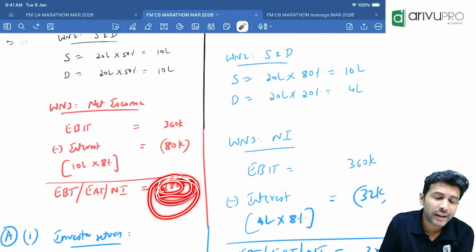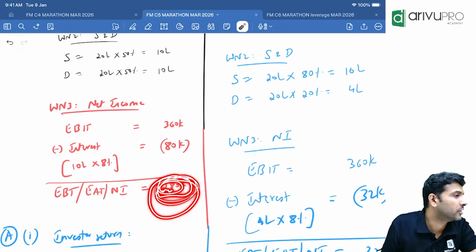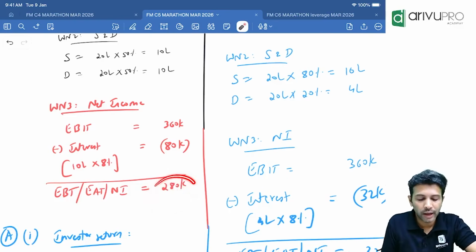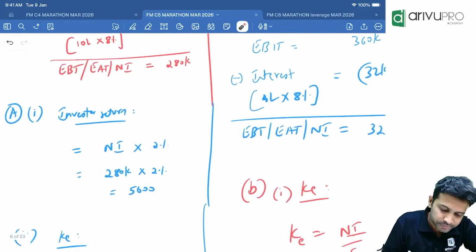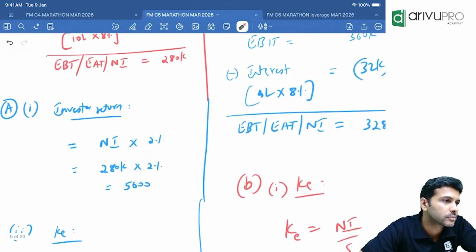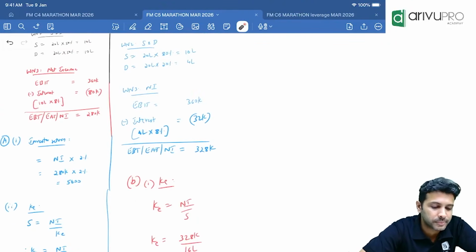This 2,80,000 is for 100%. Is the investor owning 100% or 2%? So what is their share? 2% of 2,80,000. 28 twos are 56. So 5,600. That's it. Give you a minute. Observe.